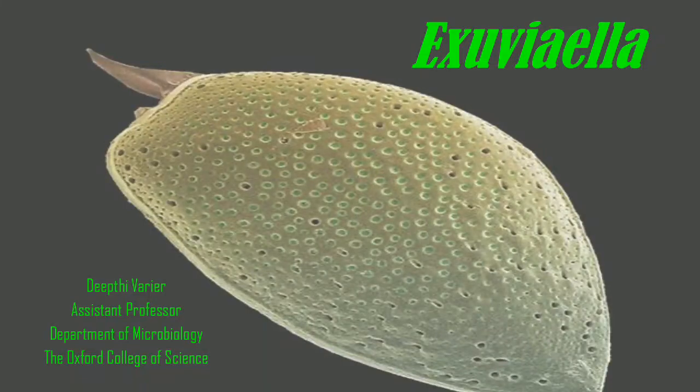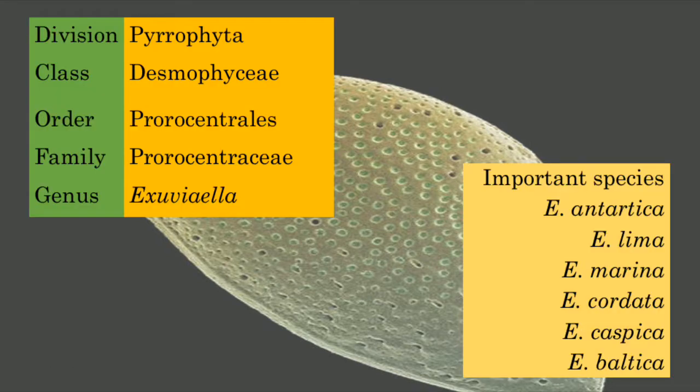Hello, viewers. In today's type study of algae, let us look into an organism called Exuviaella. This organism belongs to the division Pyrophyta as per classification, wherein he has divided all the algae into 7 divisions. One of those divisions is Pyrophyta, and Exuviaella belongs to the Pyrophyta group.